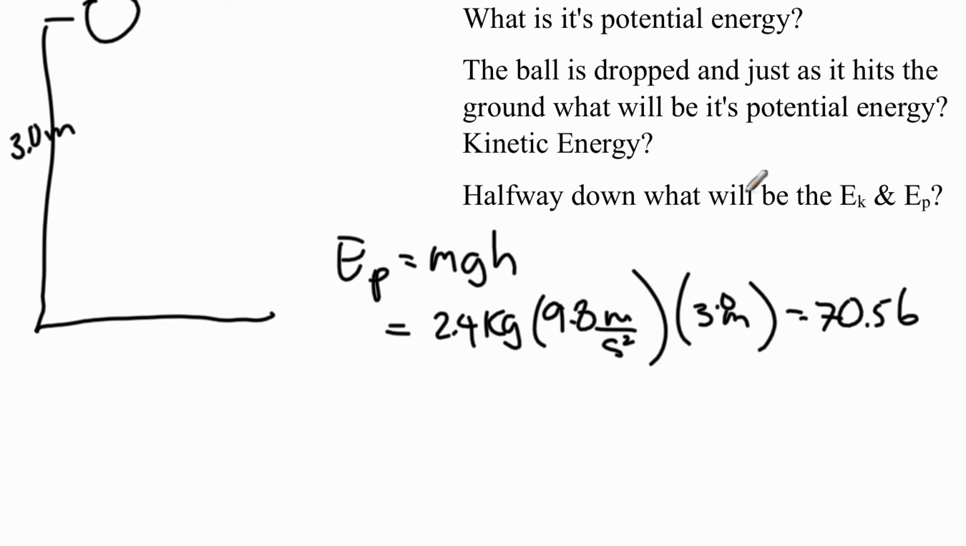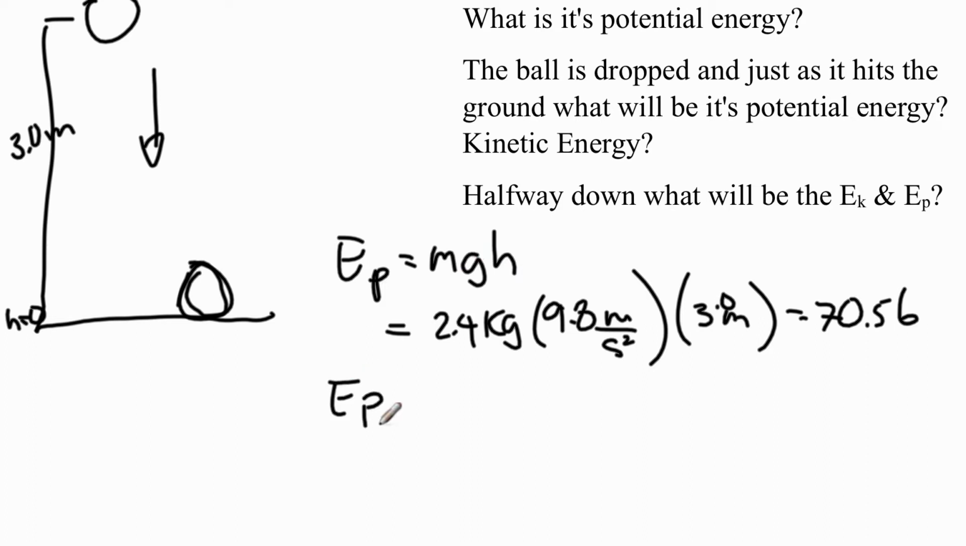70.56. So that's the potential energy of that ball up there, 3 meters high. Now the question says the ball is dropped, and just as it hits the ground, so I take that same ball and I'm dropping it. It drops, and just as it hits the ground, the question is, what will its potential energy be? If it's about to hit the ground where the height is equal to 0, if you plug a 0 in there, the whole thing comes out to 0.